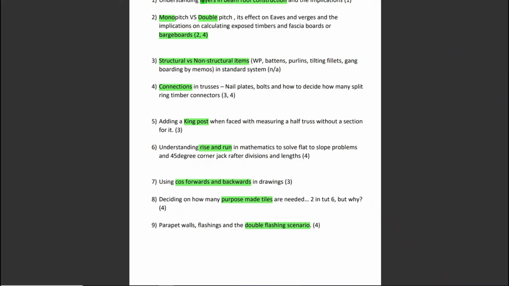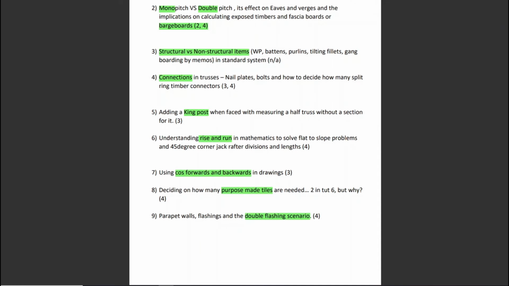So we've covered that. The rafter, or the jack rafter divisions and lengths, I've covered in a previous video. I don't want to go over it again.